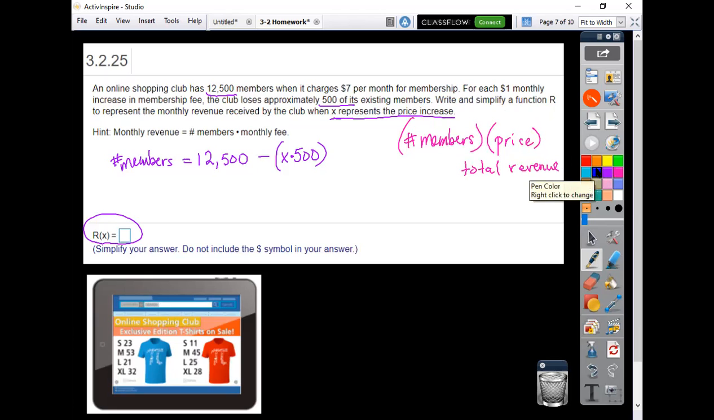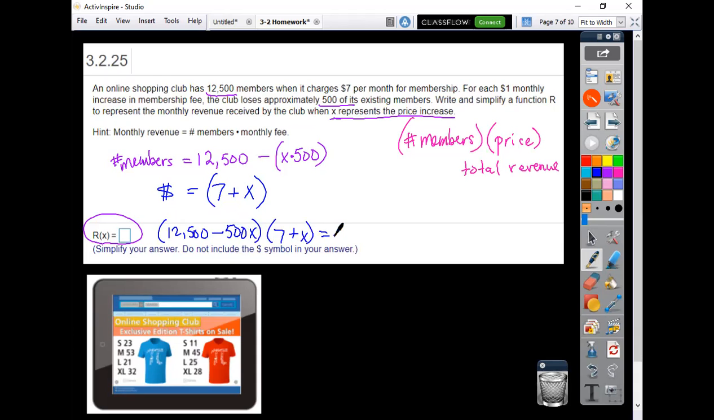So our revenue, it's $7 a month, but every time they raise X, so if they raised it $2, we'd lose 1,000 people, but we'd also have our total price go up to 9. So if I want my total revenue, the number of members, the 12,500 take away the 500X, and then multiply that by the $7 plus the price increase.